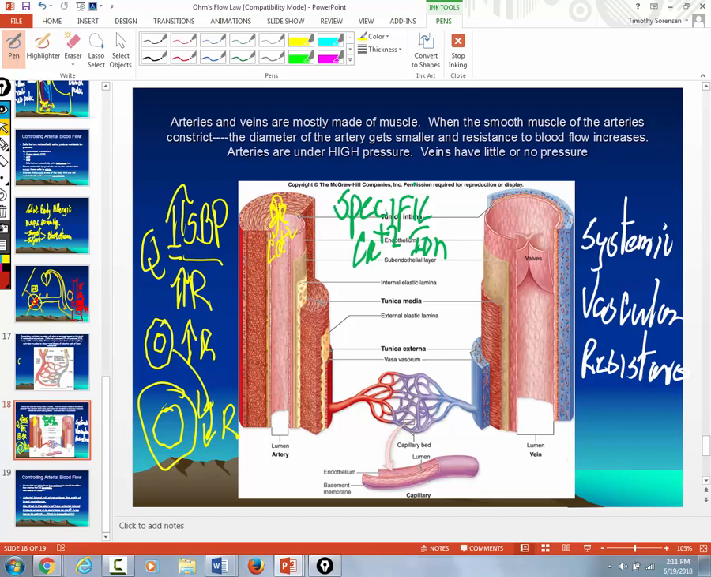Dilate. And if it gets bigger, what happens to resistance to blood flow? And what will happen to your blood pressure to maintain Q? It will go down.